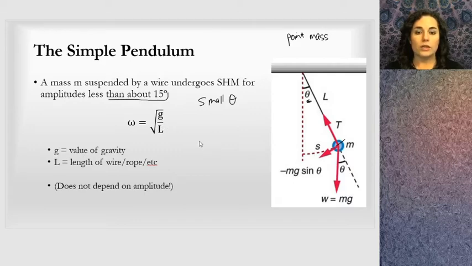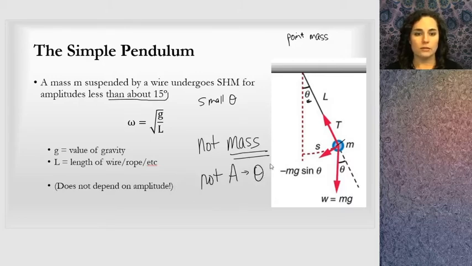And what I'm going to really highlight here is not the mass. The mass does not matter here. It does not depend on the amplitude either. It does not depend on theta, right? I said for small theta, but it doesn't matter what that angle is, it goes back and forth consistently. So this is a pretty straightforward equation.